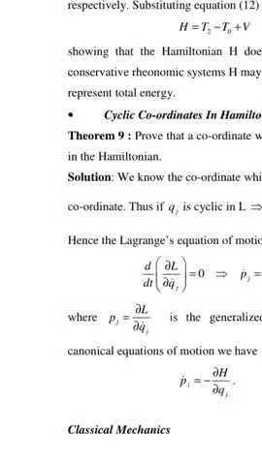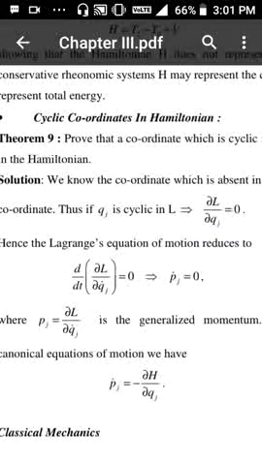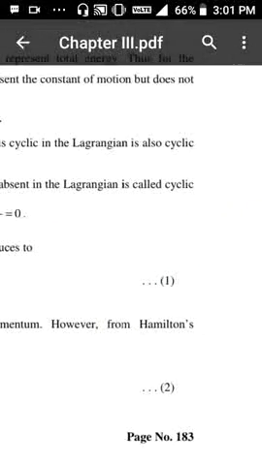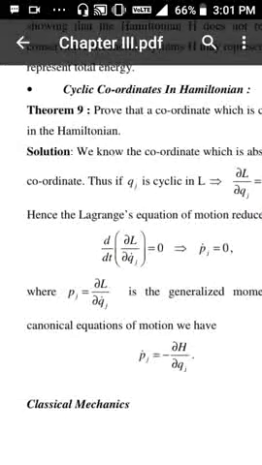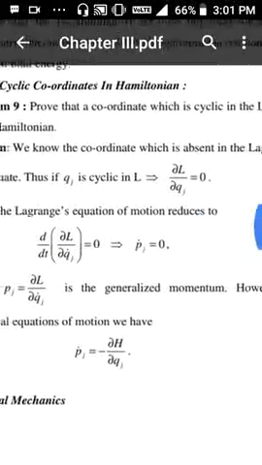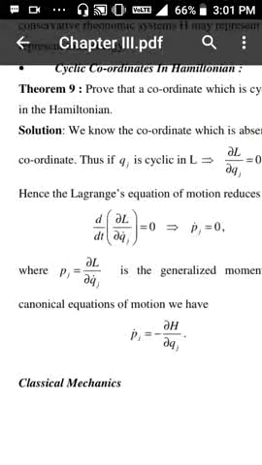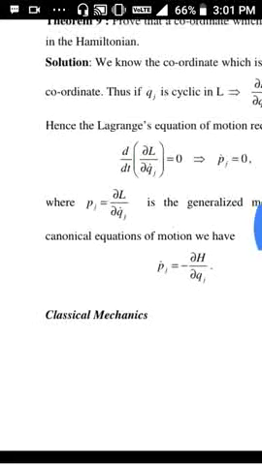Next, cyclic coordinate in Hamiltonian. Prove that a coordinate which is cyclic in the Lagrangian is also cyclic in the Hamiltonian. We know that a coordinate which is absent in the Lagrangian is called a cyclic coordinate. Thus, if Qj is cyclic, then ∂L/∂Qj is equal to 0.